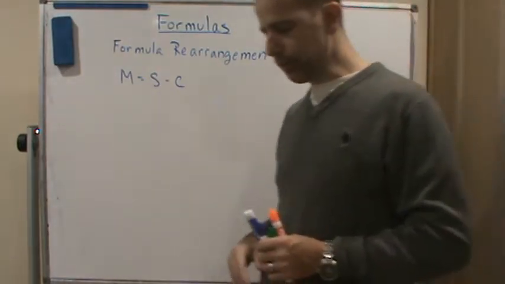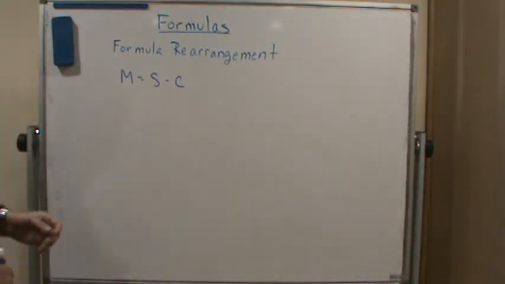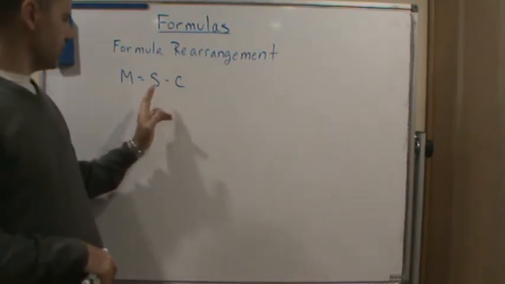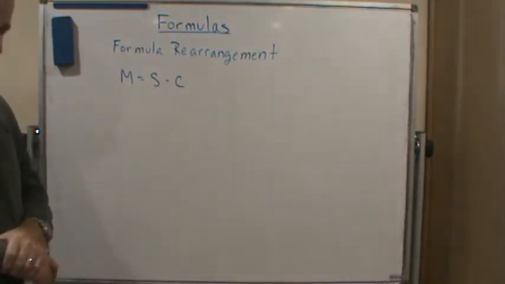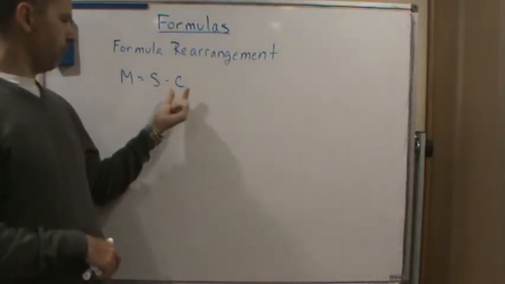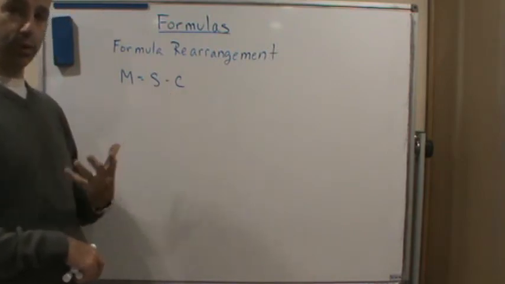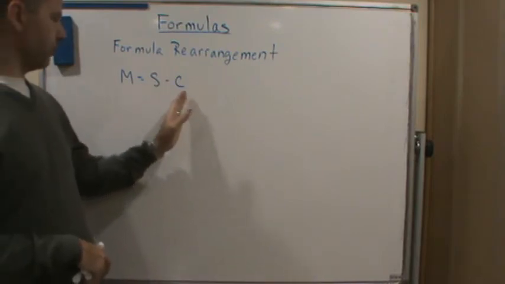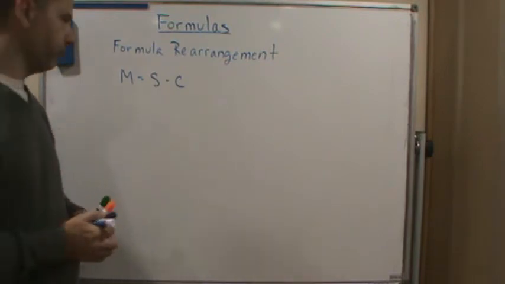So let's say we have this markup formula. We've got markup is equal to selling minus cost. That's going to be the markup: how much you're selling it for minus the cost, the amount of money it costs to produce it. Let's say we've got this formula, and we want to solve it for S, the selling price.